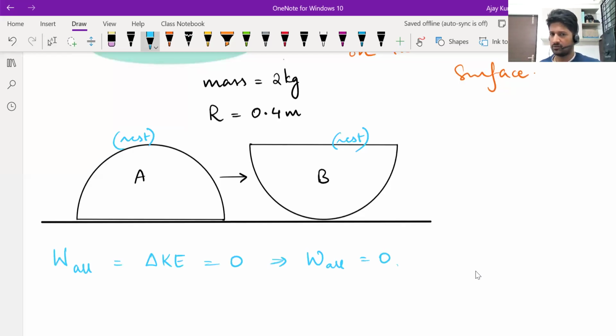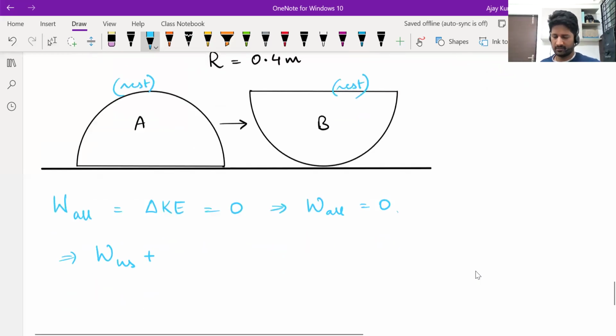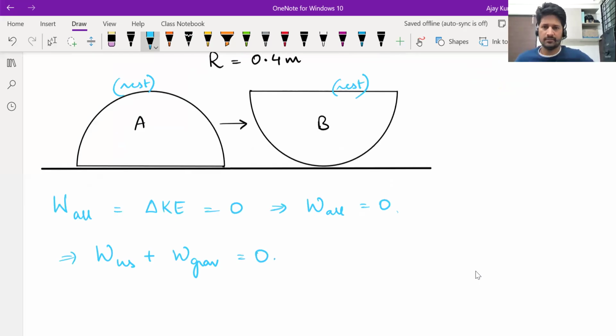Now, what all forces act on it? One is the force that we are applying, because we have to literally lift it and change its position. So work done by us plus, now you can't stop gravity from acting. Gravity will anyway act. Okay, so work done by us plus work done by gravity should be 0. Do any of you think any other forces act on this object as its position is inverted?